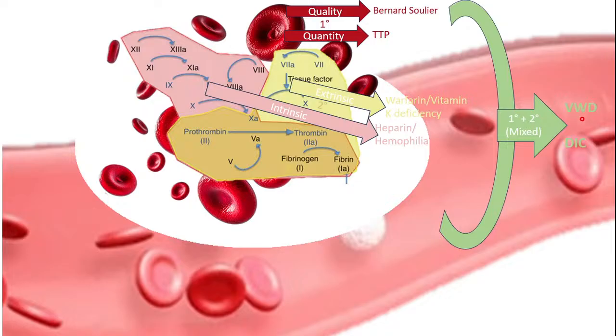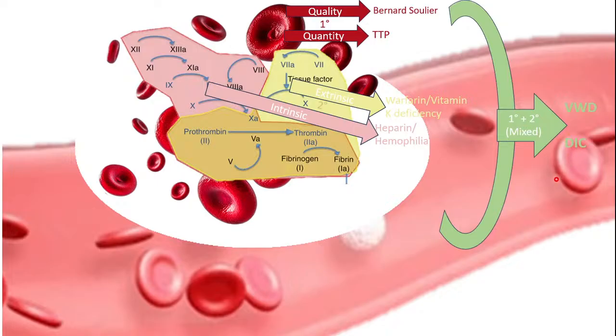So in von Willebrand deficiency, the problem in the primary hemostasis is of a quantity type, and the problem in the secondary hemostasis lies in the intrinsic pathway, specifically in factor 8, because von Willebrand disease deficiency leads to a problem in factor 8.